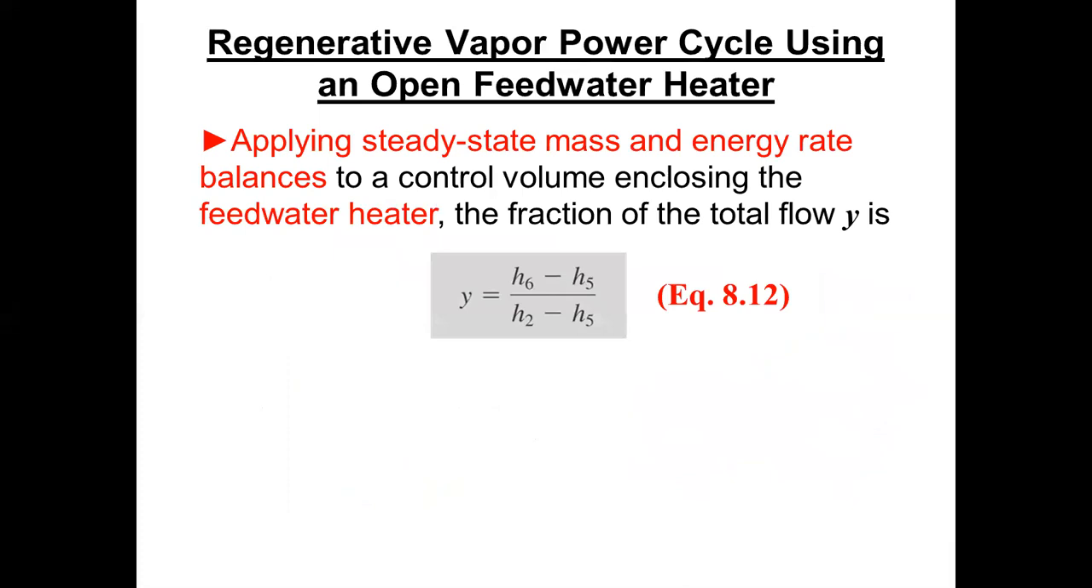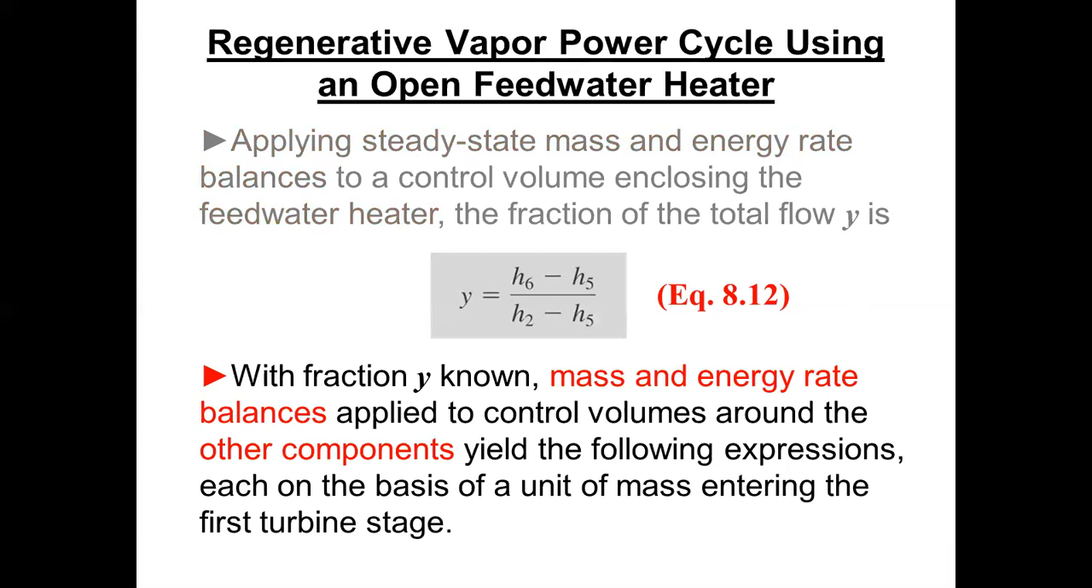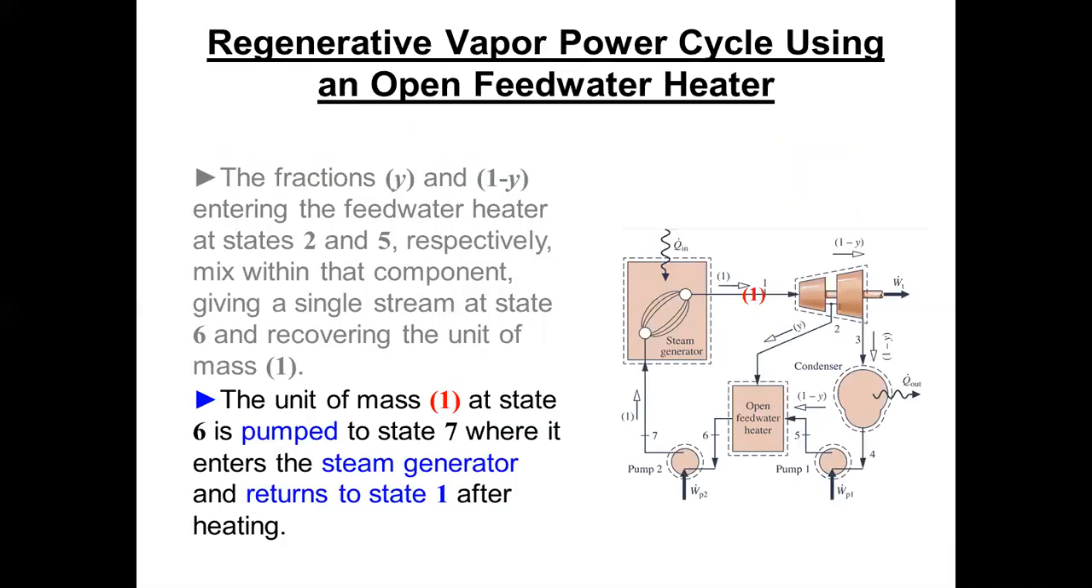Okay, so applying steady state mass and energy rate balances to the control volume of the feed water heater, the fraction of the total flow y is determined. What you do is you just draw a control volume. I don't think that gets shown specifically in the slides. But if you draw a control volume around the open feed water heater, what do we have?